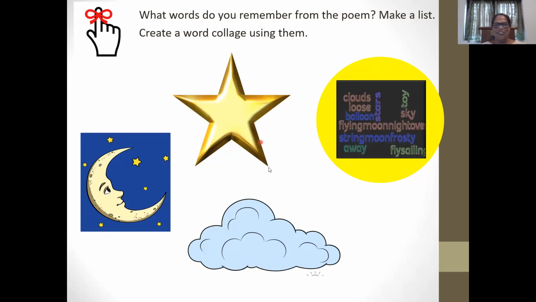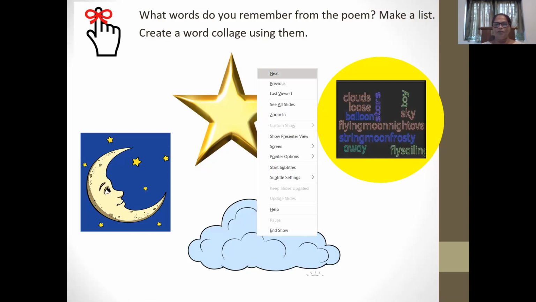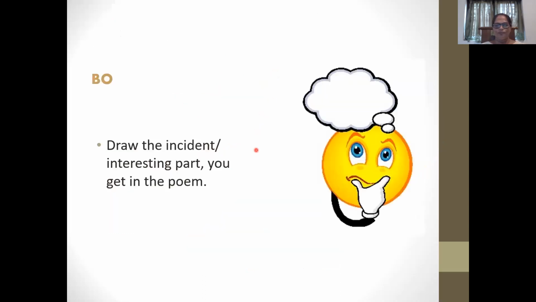Take a star, shape of a star, or cloud, or half moon, or any other thing that belongs to nature. You can create a beautiful collage. We will ask you to upload that to an online wallpaper. Right, that activity is for you to do at home. Do it creatively. Let's move.